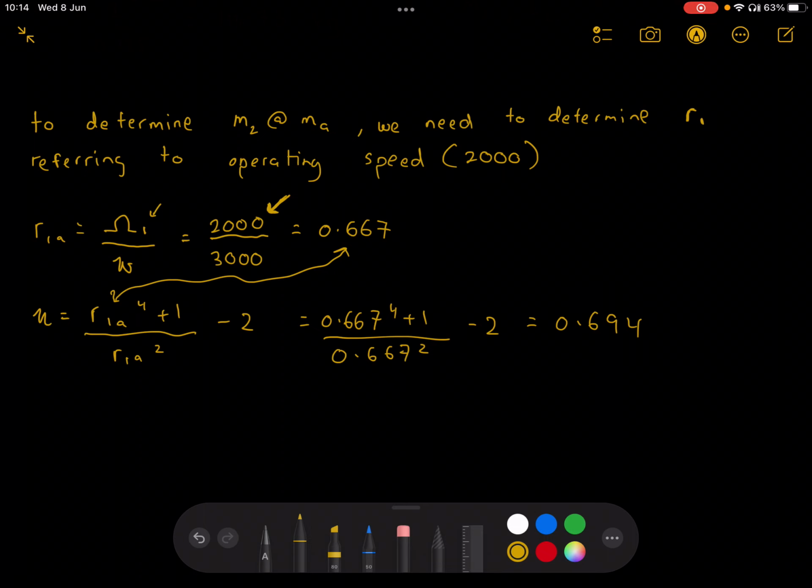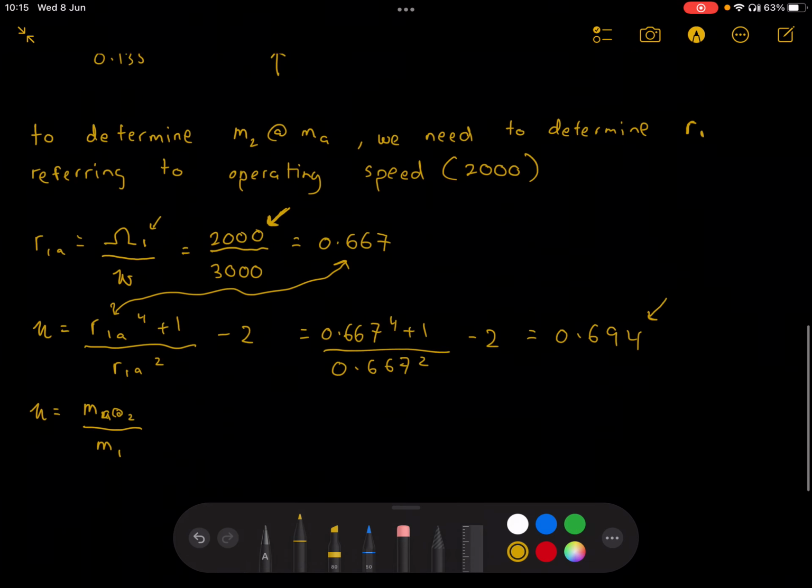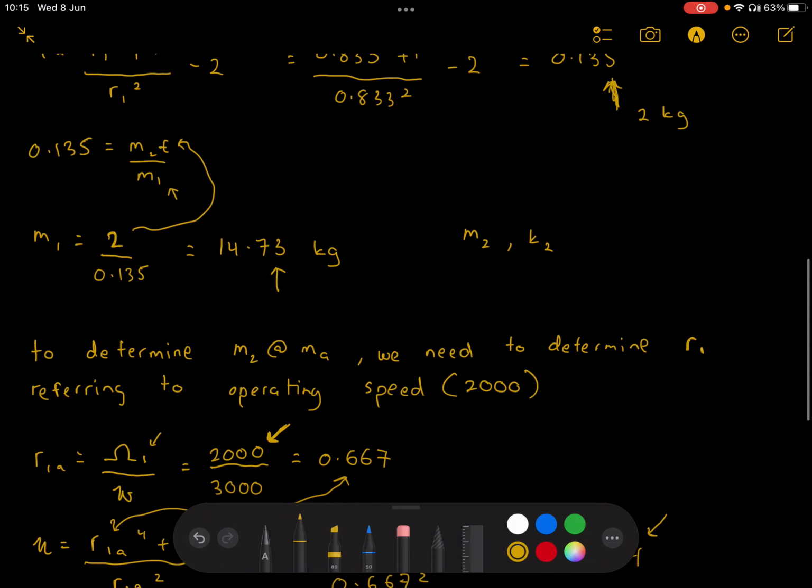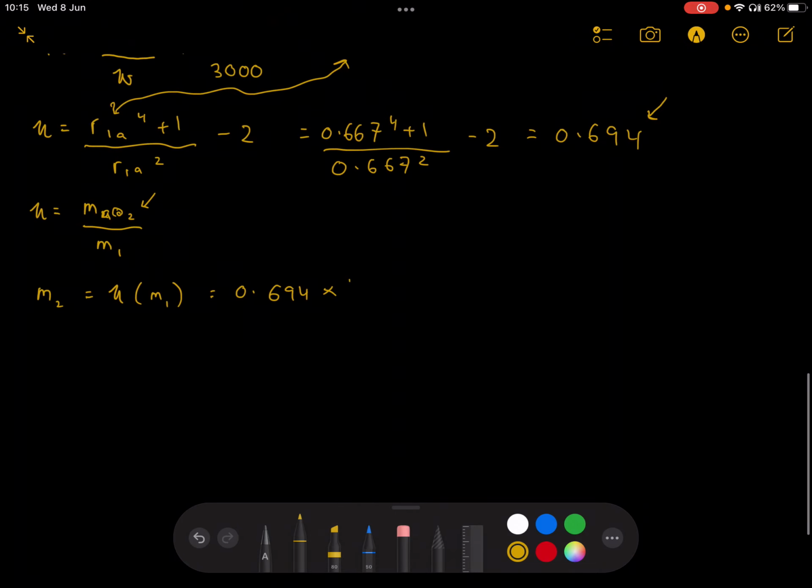Once we determine the mu, we can find the M2. Now we got the mass ratio of 0.694, and we know that mu is actually mass 2, the mass of the absorber, over mass 1. We have already obtained mass 1 from here, which is 14.73 kg. So mass 2, or the mass of the absorber, is mu multiplied with M1. So 0.694 multiplied with 14.73 kg, and we got mass 2 as 10.227 kilogram.